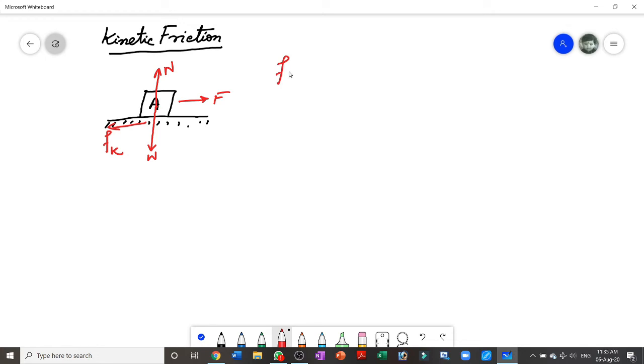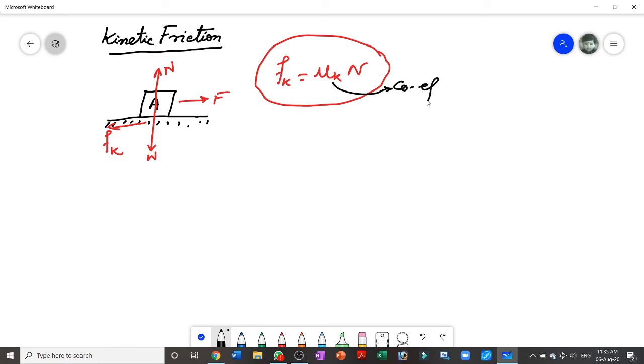Now kinetic friction is given as F equals mu k N. Remember that term, F equals mu k N, where mu k is called the coefficient of kinetic friction, and N is called the normal reaction.